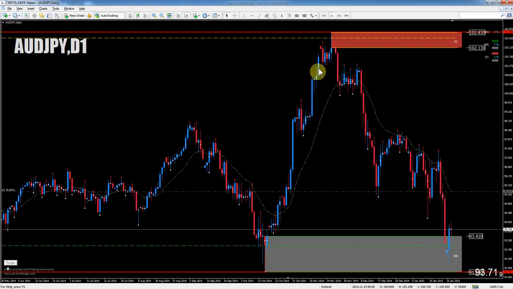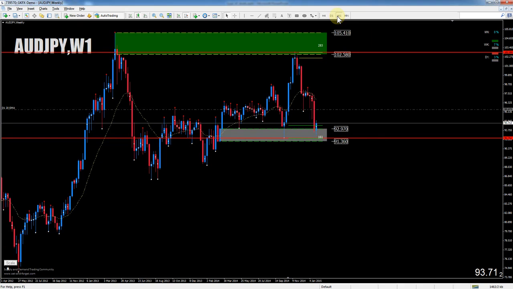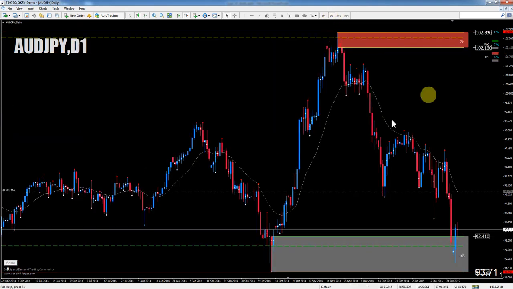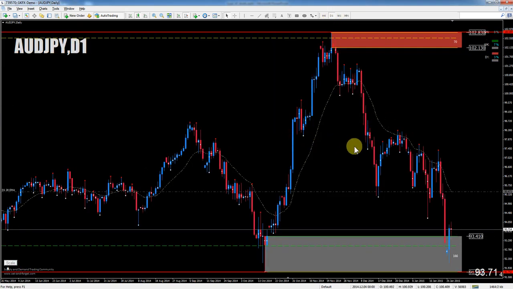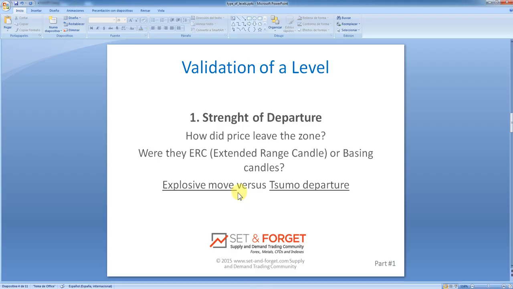This one is ERC. These are basing candles, so we have to detect that. We also have basing candles that are ERC. Those are not typical, but they happen as well. Like, let's say, I don't see any over here, but we'll probably locate some on the weekly. Well, we'll see to them later, maybe. So we've got, as we were saying, the strength of departure.